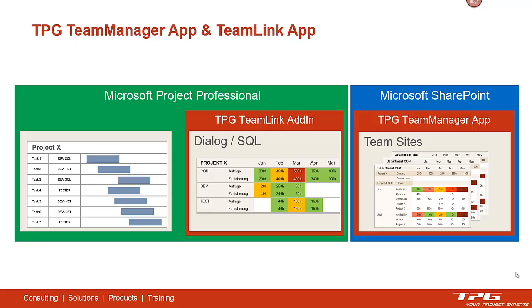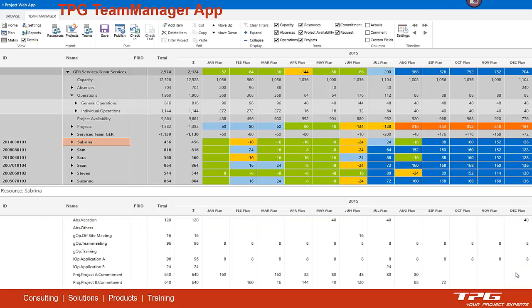Professional. And here we have one advantage: we can make changes in a project and compare directly in the Team Link add-in how this will affect the differences between requests and commitments.